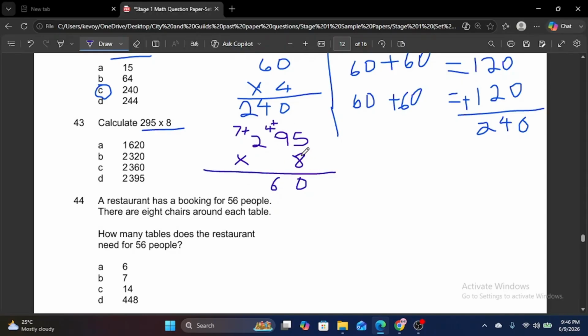That's all I'm saying. Alright, so after we carry over that 7 to be added, we're going to do the same thing. So 8 times 2 is going to be 16. So 16 plus 7, that's going to be equal to 23.